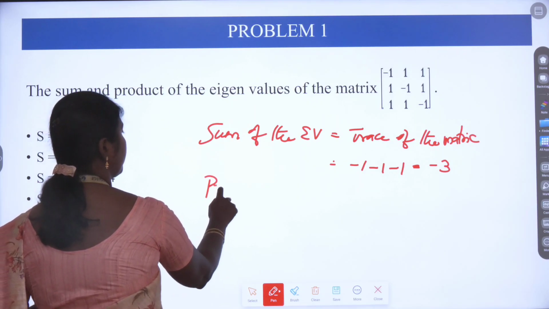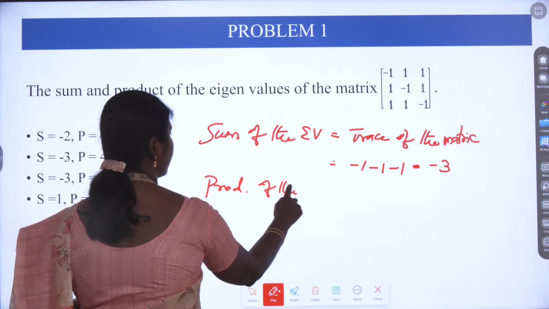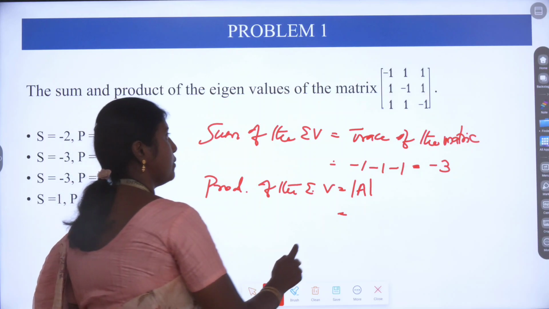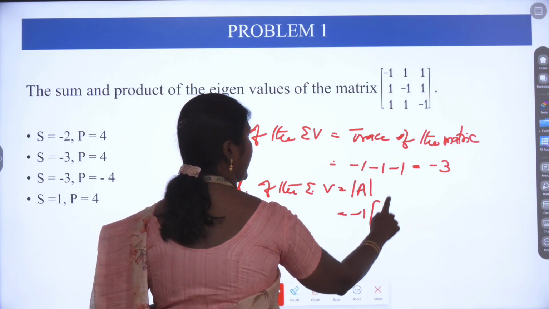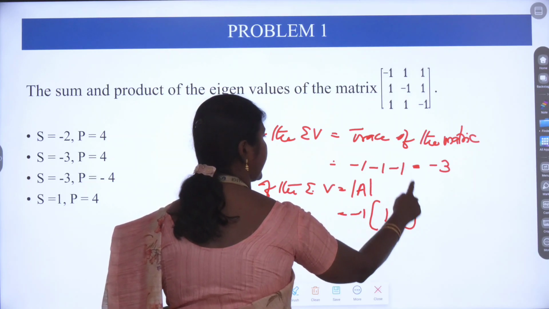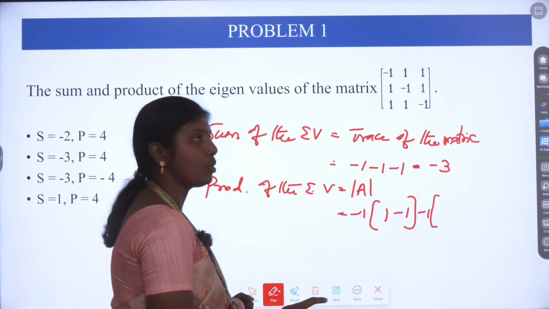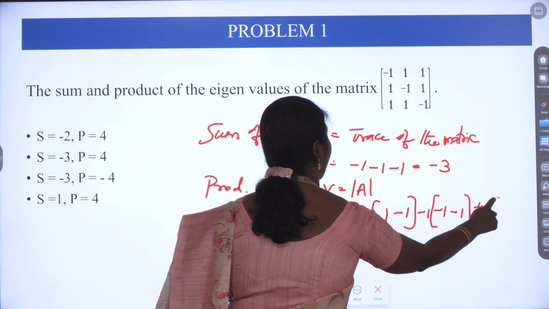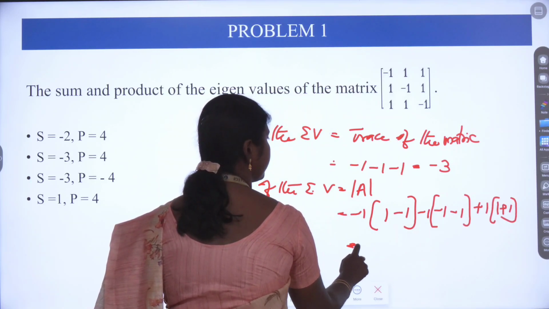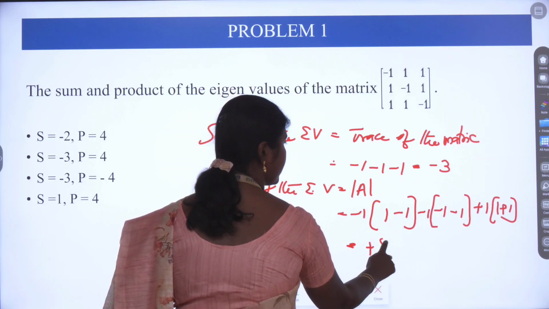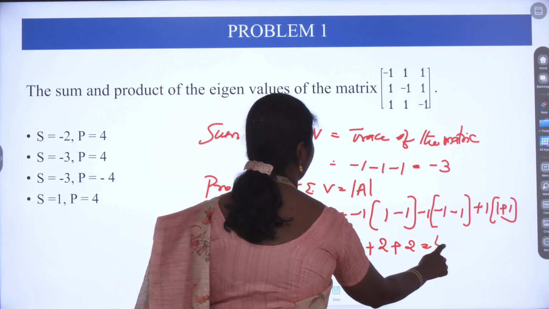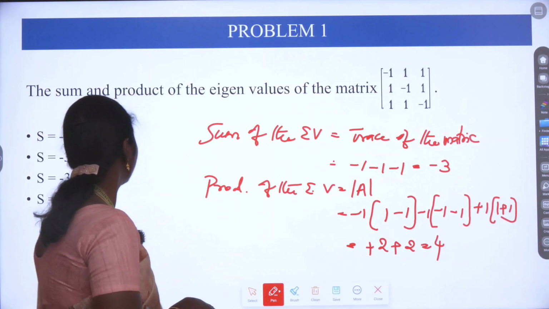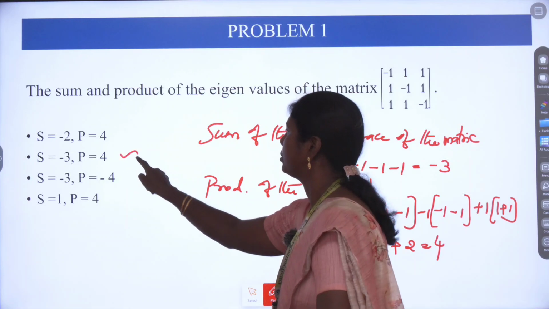Next we need to find the product of the eigenvalues. The product of the eigenvalues is equal to the determinant of A. So we need to find the determinant of the given matrix. Which is minus 1 times of, minus 1 into minus 1, which is 1, minus 1. Next, the second element, we take minus of the value. So minus 1 times of minus 1 minus 1. Next, the third element is plus 1 times of 1 plus 1. The result of this: minus 1 into minus 2, which is plus 2. So that is equal to 4. So the result here: the sum of the eigenvalues is minus 3 and the product of the eigenvalues is 4. So the answer for this is minus 3 and 4, which is your second subdivision.